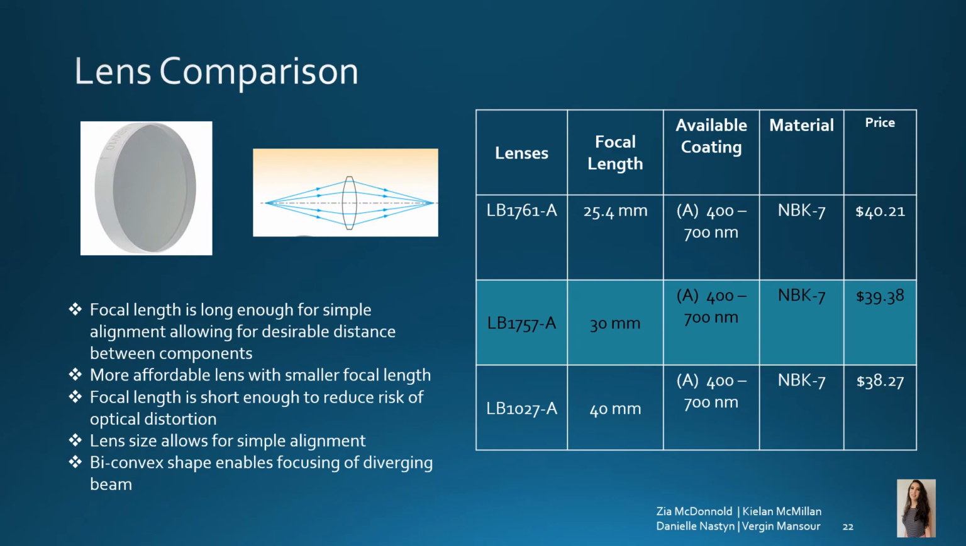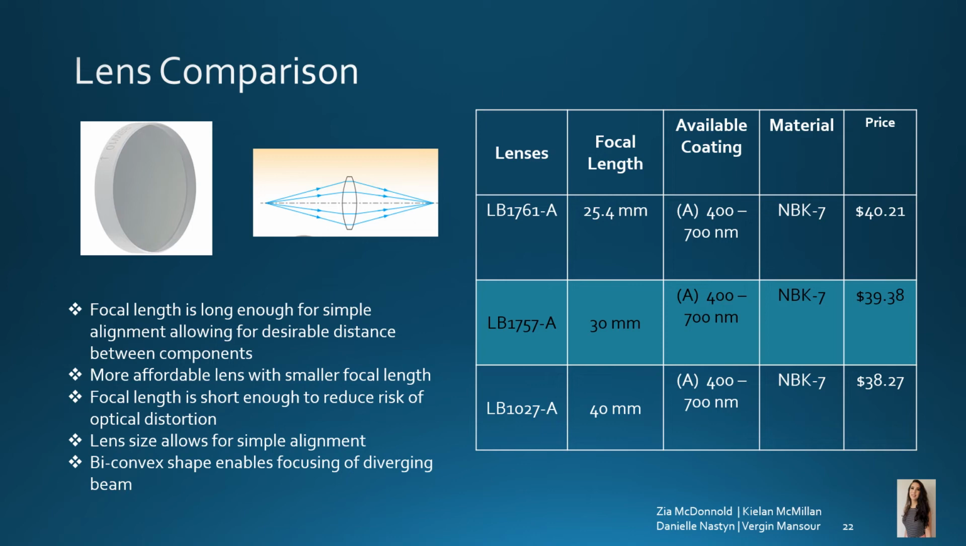For the focusing lens, the biconvex shape was chosen for its ability to focus diverging light, pictured here on the right. The lenses here are all the same besides their focal lengths and their prices, which only differ a little. All the lenses meet the diameter and anti-reflective coating specifications, and the NBK7 material was chosen due to its affordability.